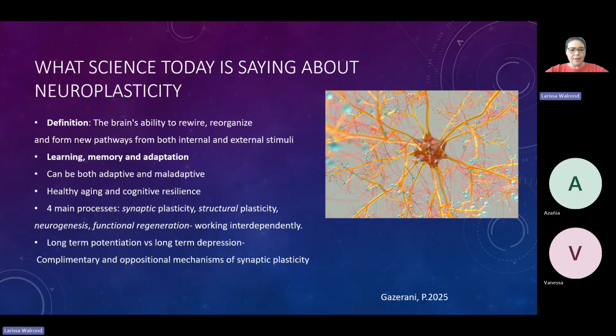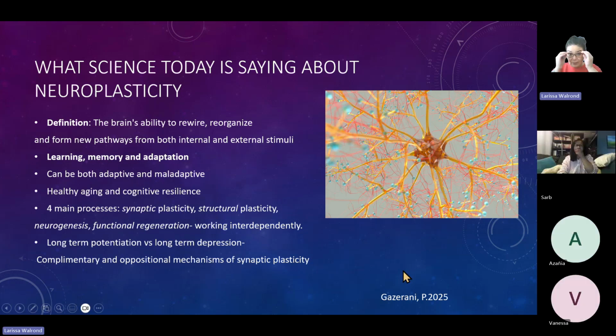So there are 4 main processes for neuroplasticity: synaptic plasticity, like we saw in the video, structural plasticity, neurogenesis, and functional regeneration.